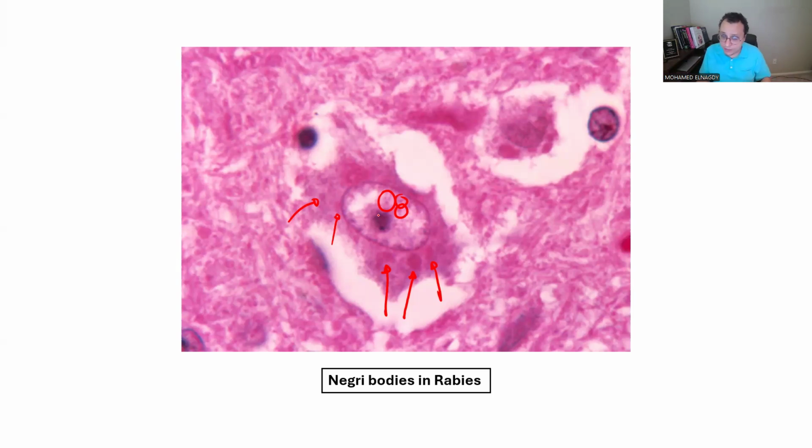So it's Negri bodies, and this happened in rabies virus. Well, let's memorize. There is also some here. Can you see it here? See that? That's another neuron with a lot of red spots in the cytoplasm and in the nucleus of the neuron. These are Negri bodies.